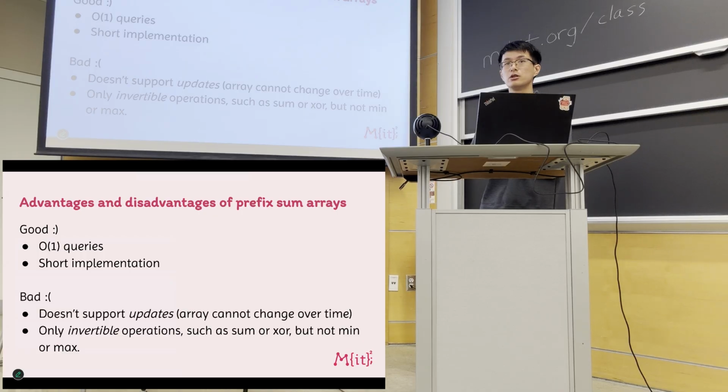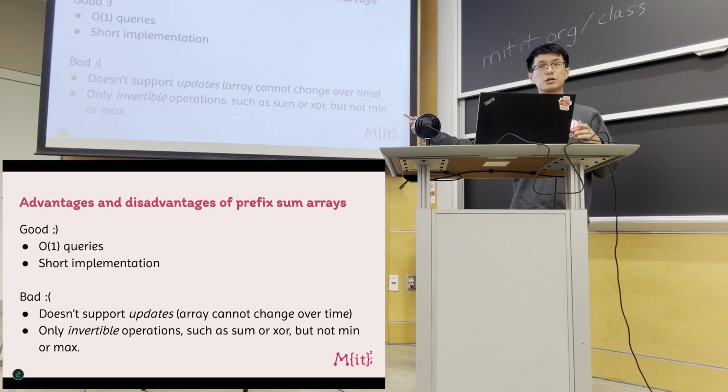So it's pretty fast to code and very clean to write. But there are some downsides to this too, in that it doesn't support updates. Once you have your array, you can't make changes, because everything in your prefix sum depends on it. So the array has to be static in this case. And it also doesn't support every operation you can think of.